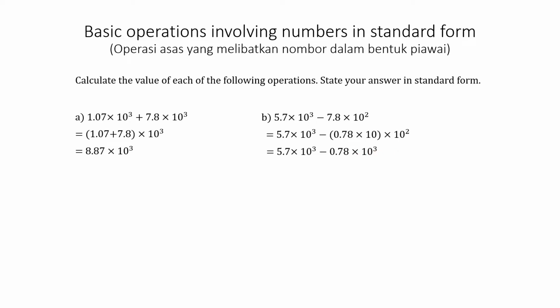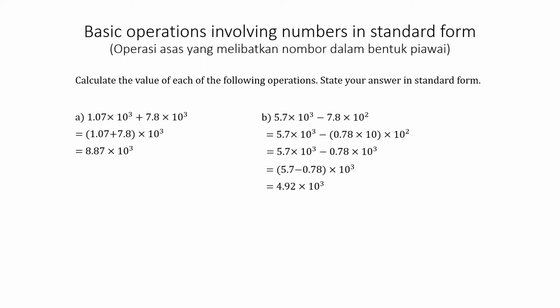And now I have the same index, so I can factorize it. So I take out 10 to the power of 3, and the remaining is 5.7 minus 0.78. And this is equals to 4.92. So I can just do a simple subtraction. So 4.92 times 10 to the power of 3.